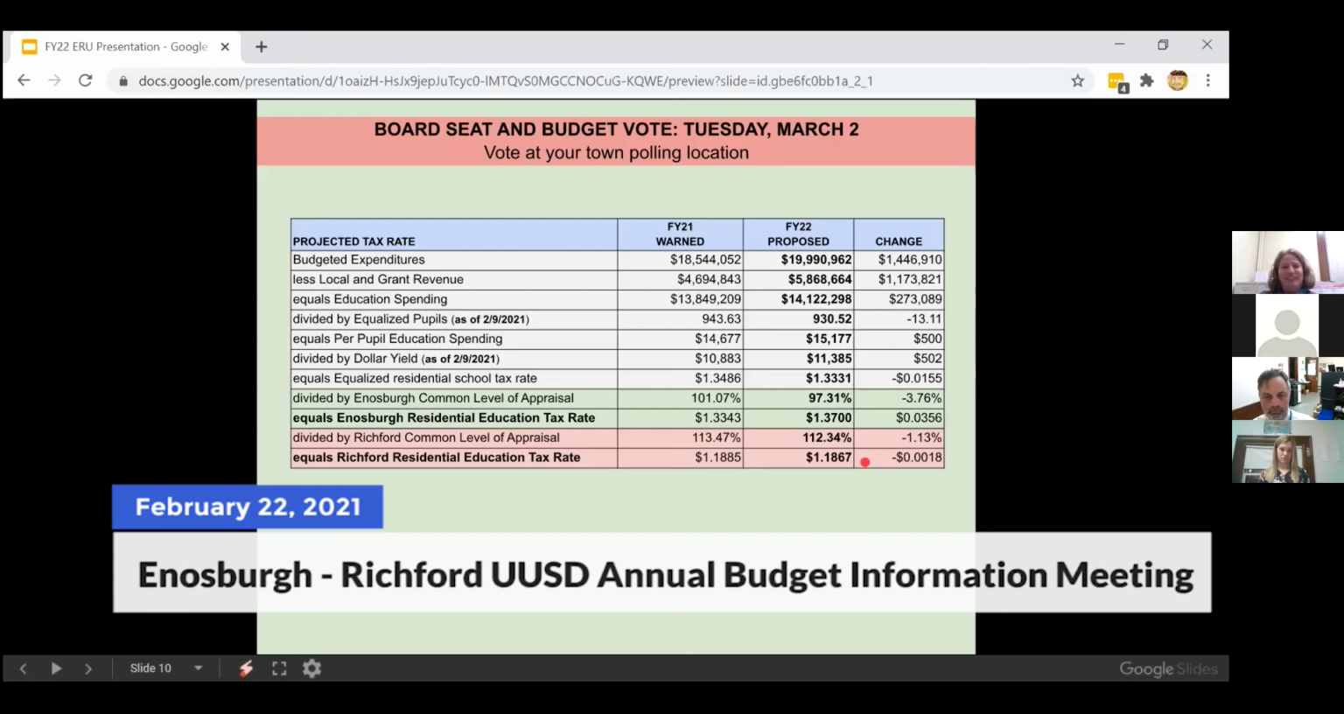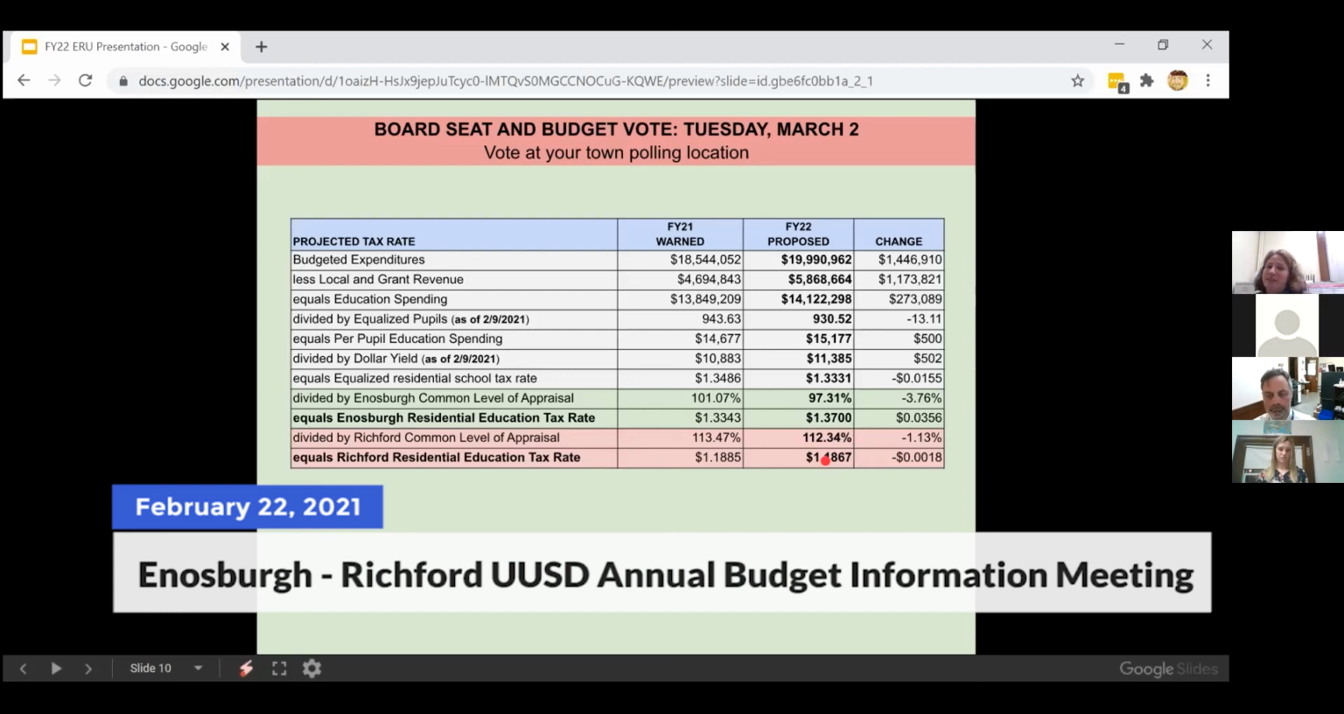So then we have Richford. Well, this one's a little funny because I just told you that if the common level of appraisal goes down, your tax rate goes up, right? Well, this one, it actually went down, but the tax rate didn't go up. And it's because it went down in such a small amount that it didn't even change it by a penny. So that's why Richford's still a decrease, even though their CLA decreased as well. So they're down from last year.